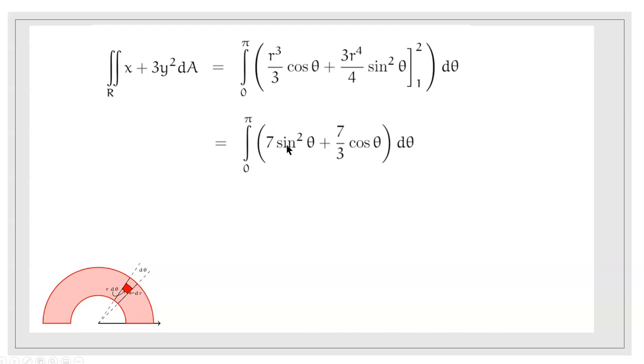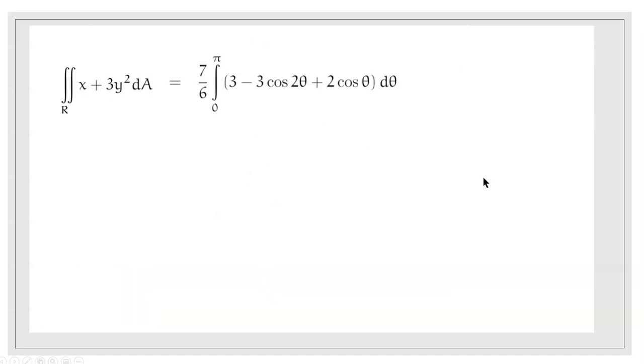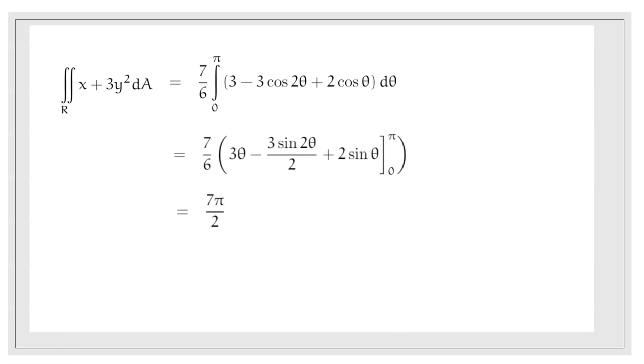Now, again, I have a sine squared. To integrate a square, you have to use a double angle formula for sine, which is 1/2 times 1 minus cosine of 2 theta. Integrating that and simplifying, you get 7 pi over 2. Straightforward integration once you get it set up. The setup is the hardest part.